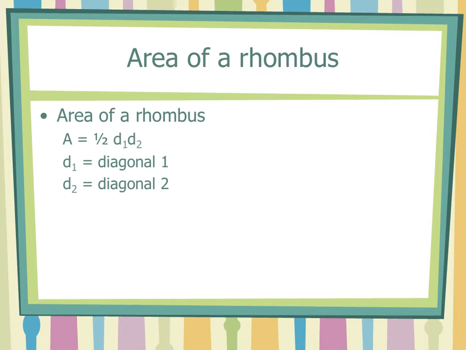All right, formula for area of a rhombus. That is diagonal 1 times diagonal 2, and then multiplied by 1/2 or divided by 2. So this may be a new formula. You may not have seen area of a rhombus, but we will be doing those.